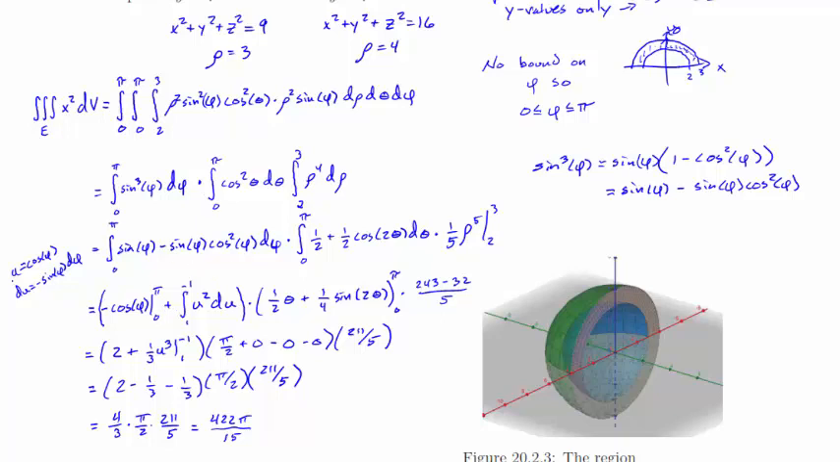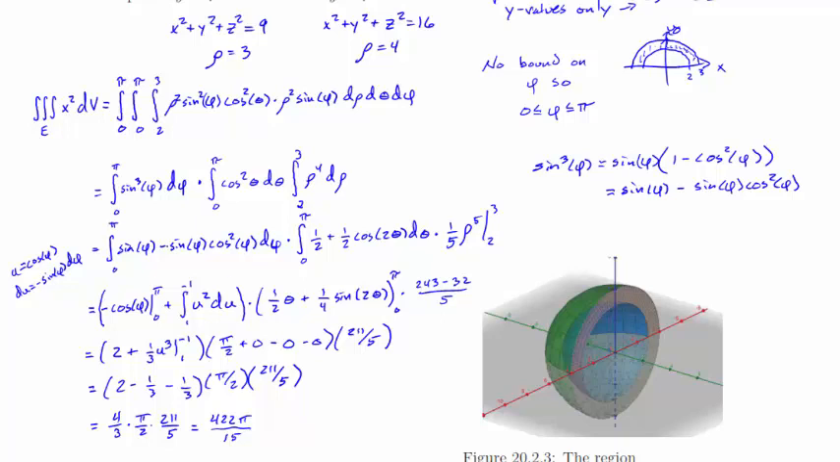Then the next bit of that, we have u equals cosine of phi, and du equals negative sine of phi d phi. So we can substitute those in for the sine of phi cosine squared of phi d phi to get the u squared du. The bounds from 0 to pi in the phi direction: if phi is 0, we get u equals 1. If phi is pi, then cosine of pi is -1 as an upper bound on this.